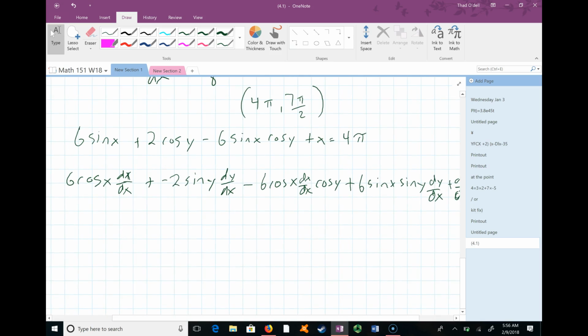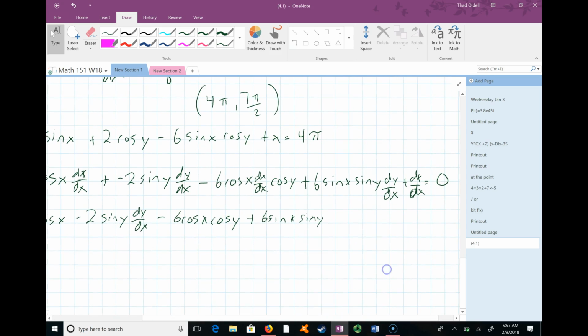Okay, go through and clean it up. So I got 6 cosine x, dx dx is 1, so that drops out. This would be negative, so I can just make that a minus 2 sine y dy dx, because that's not 1, minus 6 cosine x, dx dx is 1, so I'll just drop that out, cosine y, plus 6 sine x, oops, sine y dy dx, and dx dx is 1, so I put a 1, and I get 0.